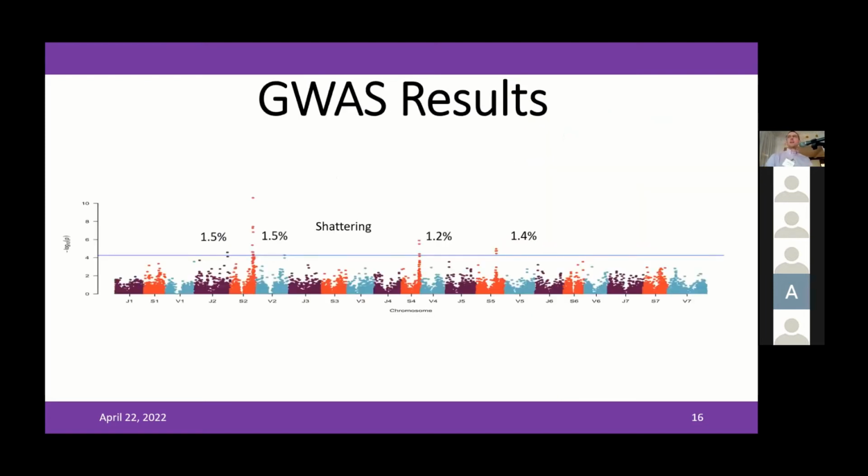This again is our same Manhattan plot that we were looking at with shattering. But on each of these peaks above the blue line, I've put in the amount of phenotypic variation that is described by each one of these markers. Often what we would like to see as a breeder is a major effect QTL that could describe 5 or 10% of the variation. For this trait of shattering, we can see that most of these alleles are only explaining 1.5 to 2% of the variation.